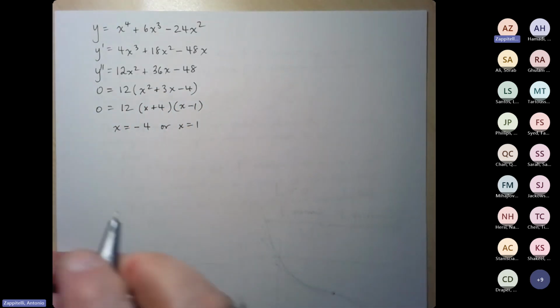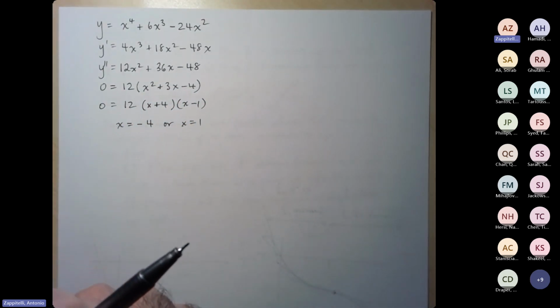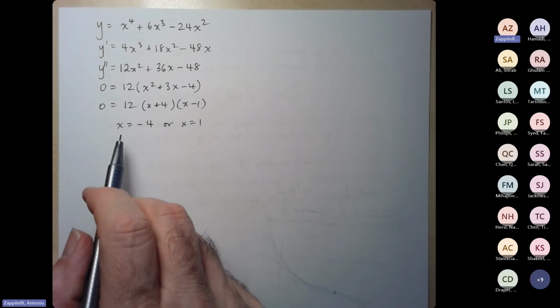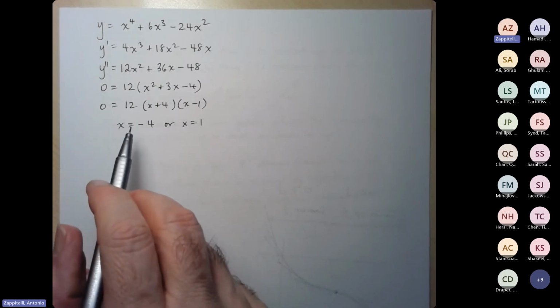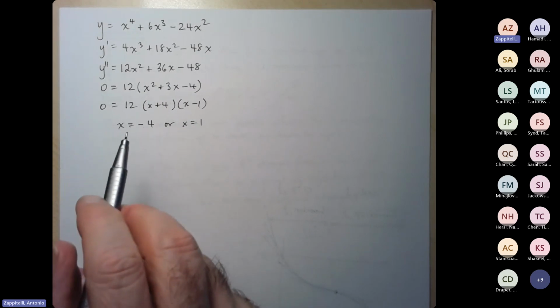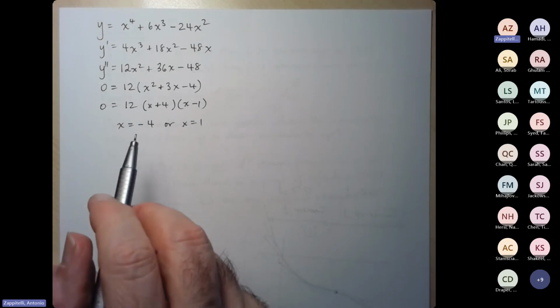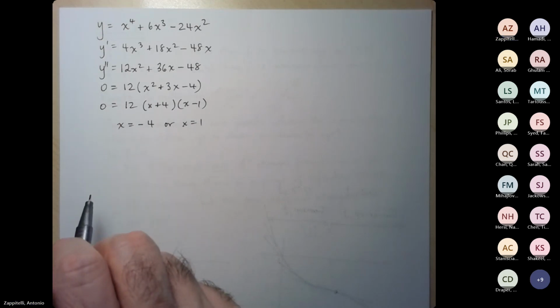Okay, and I see somebody's confirmed that for me, so that's great. Now, of course, remember, this just means the second derivative is 0 at these points. It doesn't mean yet that they're points of inflection.